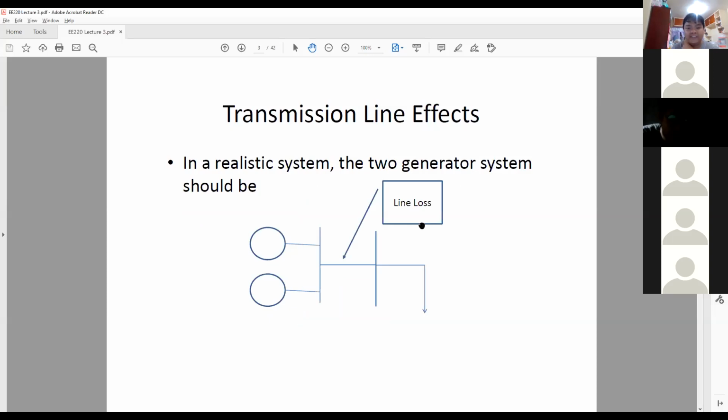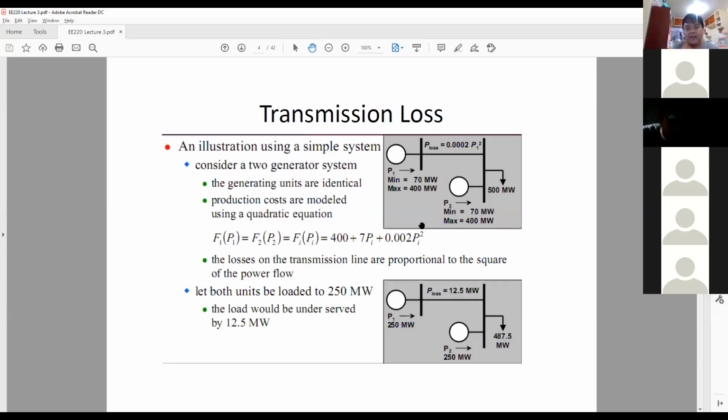Again, in a realistic system, you have transmission lines where there are losses. As an example, you have two generators that have identical characteristics. Let's use this example, 70 for the Pmin, and the Pmax is 400. Generator 1 is connected to a different bus here, while generator 2 is connected to a different bus alongside the load. Again, buses are just representations in the power system as common connection points. They are not really the physical bus bars.